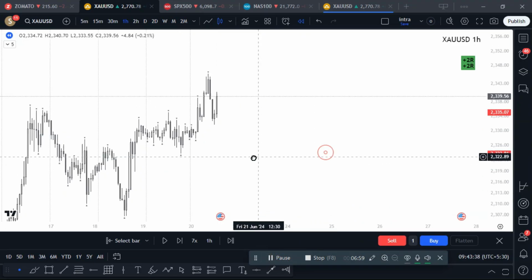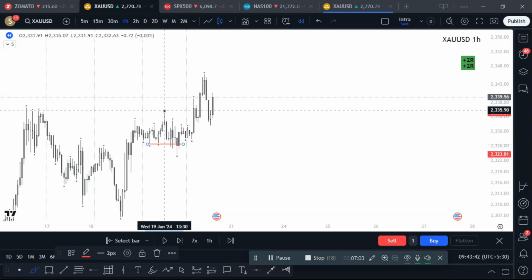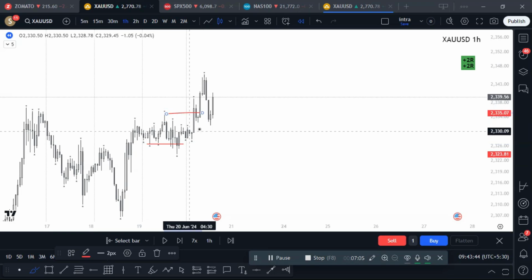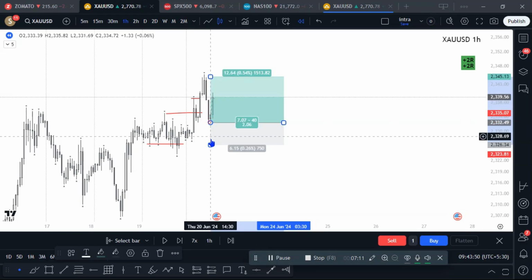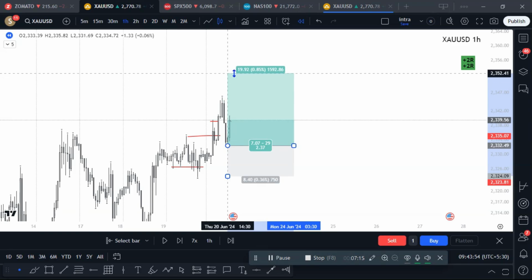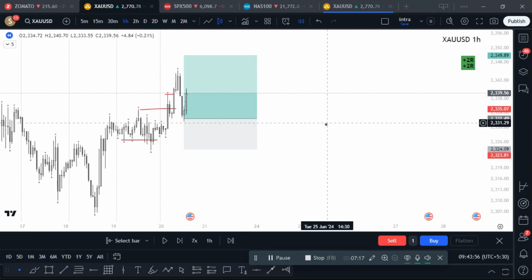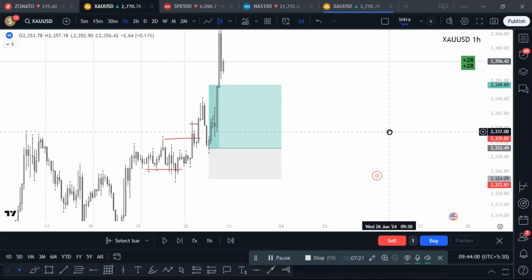So here is another example. Gold swept sell side liquidity, made a displacement with a fair value gap, made a double break, where we will set our entry exactly below this level. Stop here, target a simple 2R. Easy, guys, let the probabilities play out.